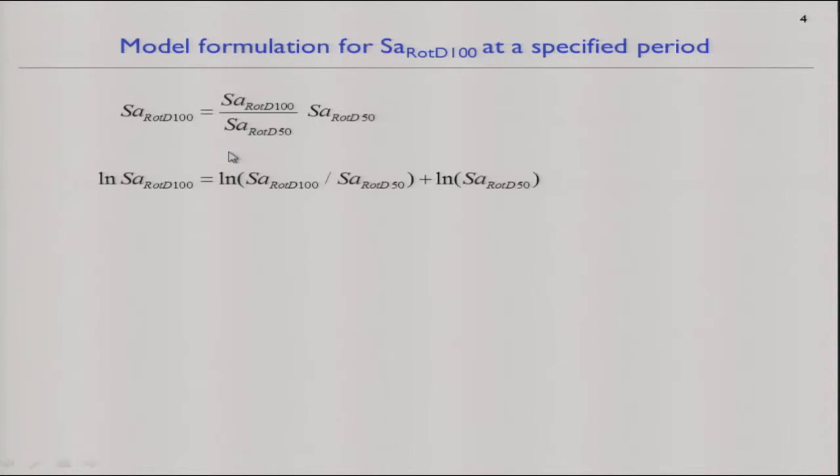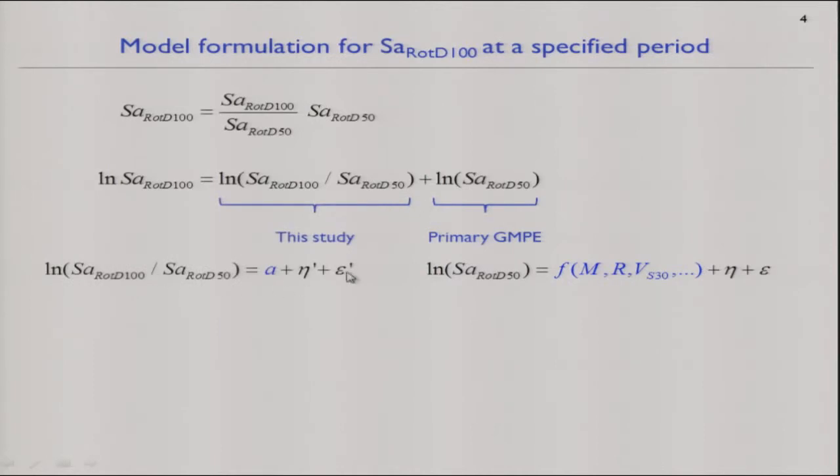Mathematically, if you're interested in a ROT-D100 spectral acceleration, you could just multiply and divide by a ROT-D50 spectral acceleration. That's the right-hand side here. Then you could take logarithms of both sides, so the logarithm of ROT-D100 spectral acceleration is the log of this ratio plus the log of ROT-D50 spectral acceleration. The reason to decompose it like that is that this ROT-D50 spectral acceleration is what's being predicted by the model developers, and so they can do a very careful study of magnitude, distance, VS30, and other dependence for these ROT-D50s.